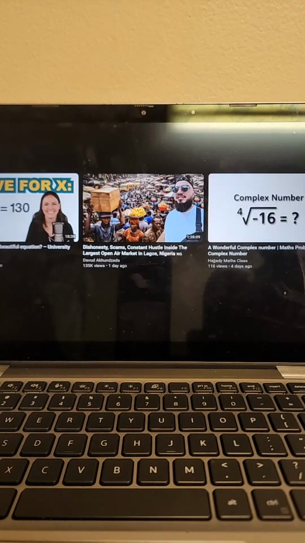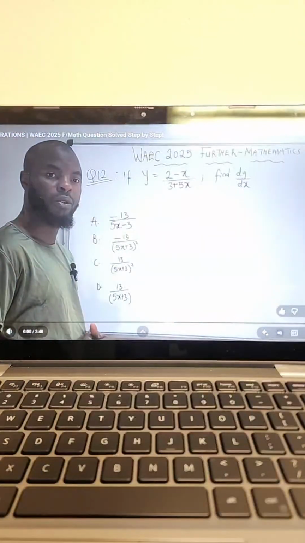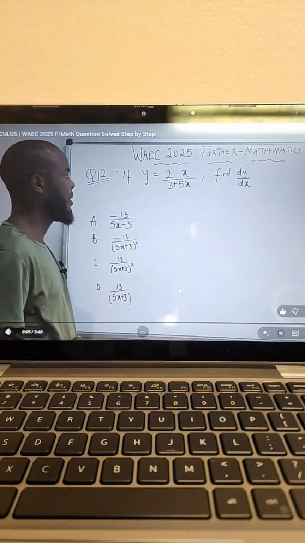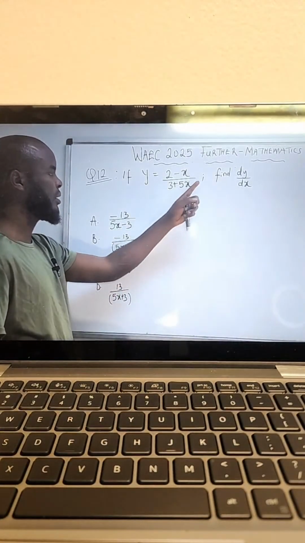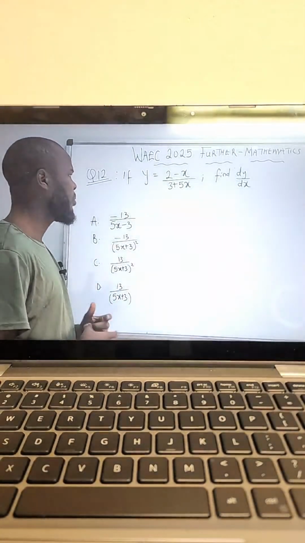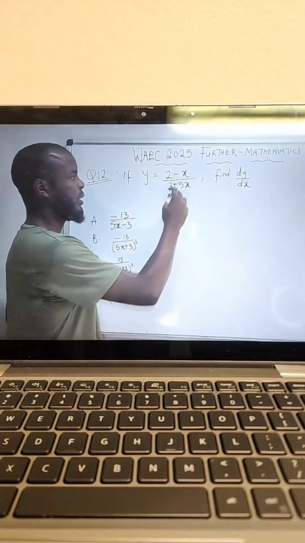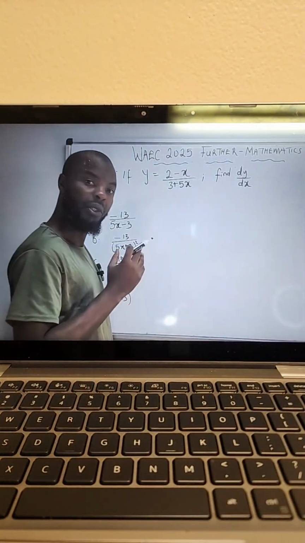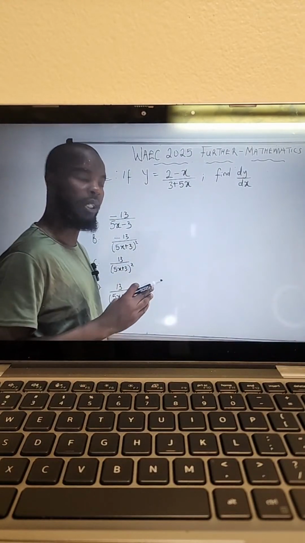Next. Today I'll be doing question number 12. It says, if y equals 2 minus x over 3 plus 5x, find dy/dx. This is calculus. How do we do this? If you look at this, this is something we call the quotient rule. We have the product rule and we have the quotient rule in calculus.